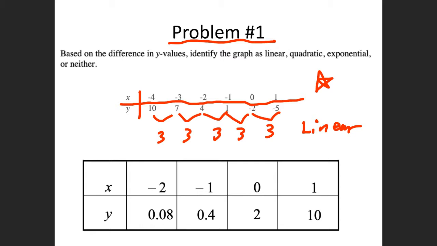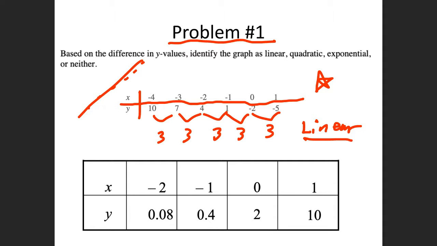I want to see the first difference test. First difference is the same. That means it's a linear function, or this data is linear. So if I put it in a graph, it'll be linear. All those points will make a line.